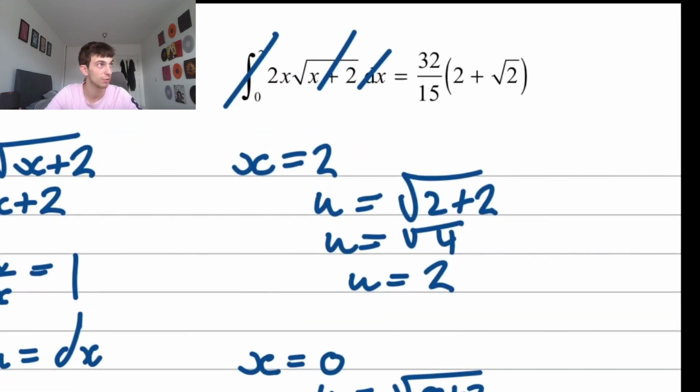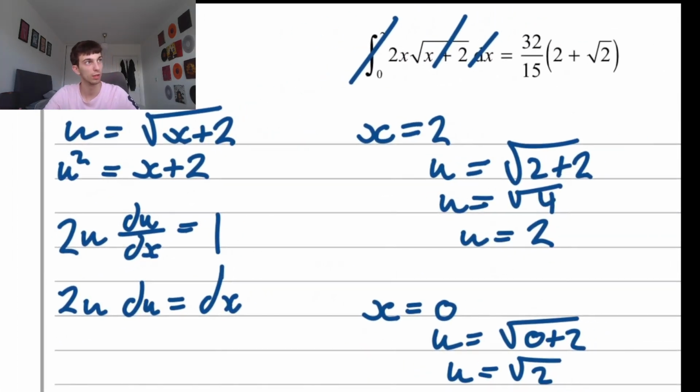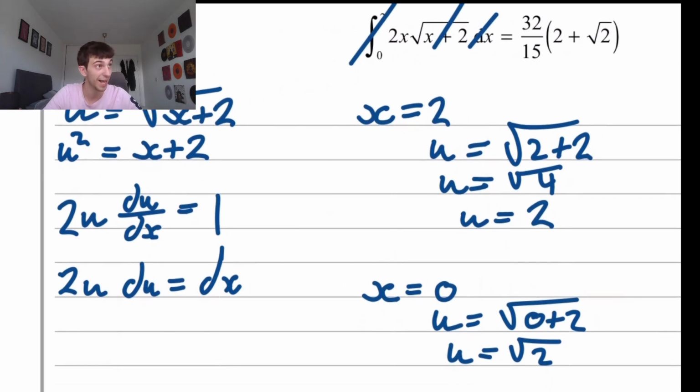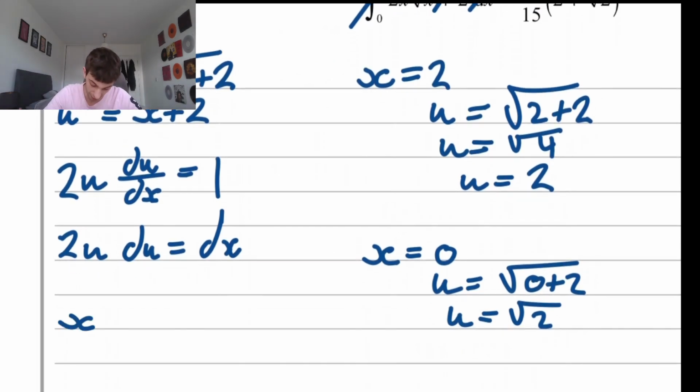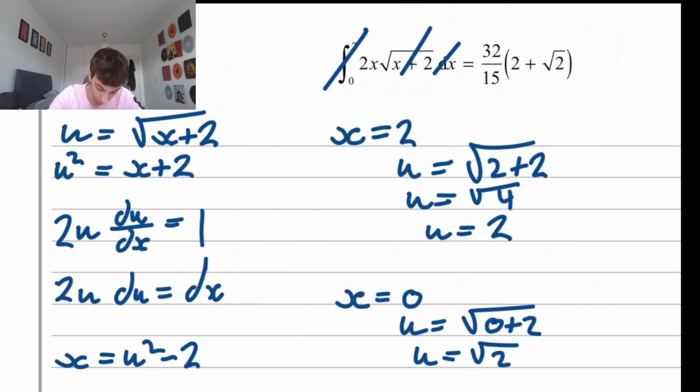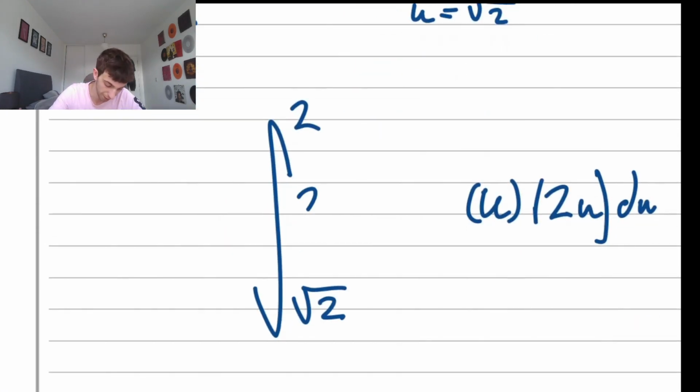Now we need to find x, right? So what do we know? We know that u squared equals x plus 2. We want to make x the subject of the formula. So we have that x equals u squared minus 2. So we have 2 times u squared minus 2. Don't forget that 2 at the front. Then we have u squared minus 2.